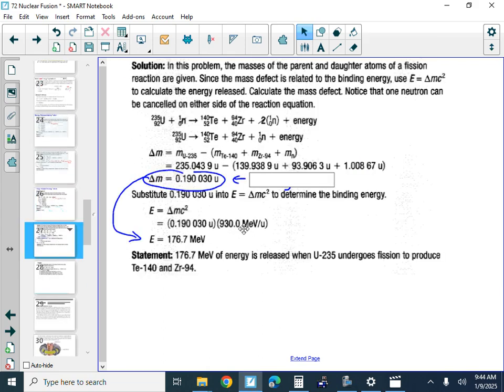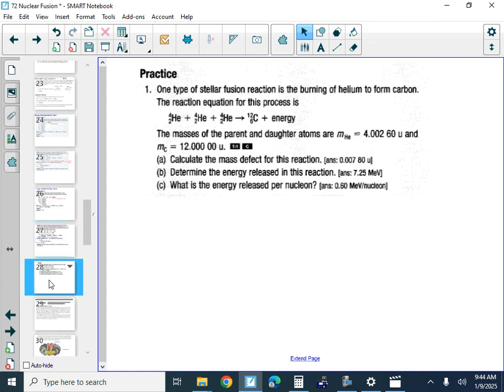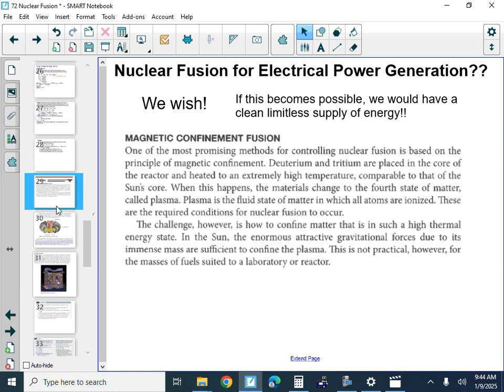There's just other examples of this that you can go through. Same idea over and over again. There's extra practice. So you might hear about nuclear fusion for electrical power generation, and believe me, we wish we could do this. If this becomes possible, you can just take water and fuse it together and release energy. That'd be amazing, because we'd have a limitless supply of clean energy. But the problem is, of course, it takes a ton of energy to do that, and it's just super hard to do as a sustainable process.